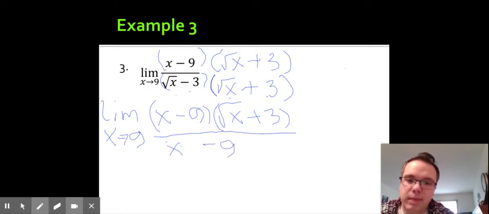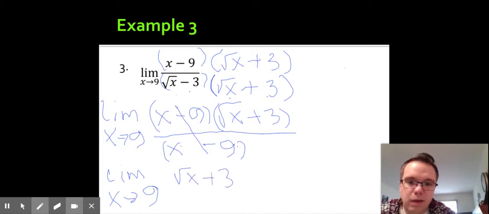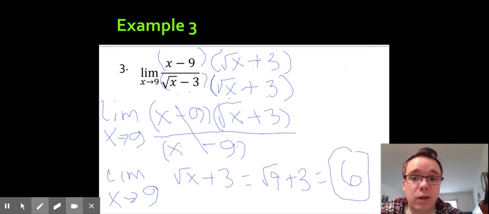So again, on top and bottom, I have an x minus 9 and an x minus 9. And because they're multiplied, you can cancel them out. So I'm going to have the limit as x goes to 9 of the square root of x plus 3. And if I plug in my 9, this is square root of 9 plus 3, which gets me 3 plus 3, which is 6. All right, so that's how you find the limit by taking the conjugate of the part with a radical.